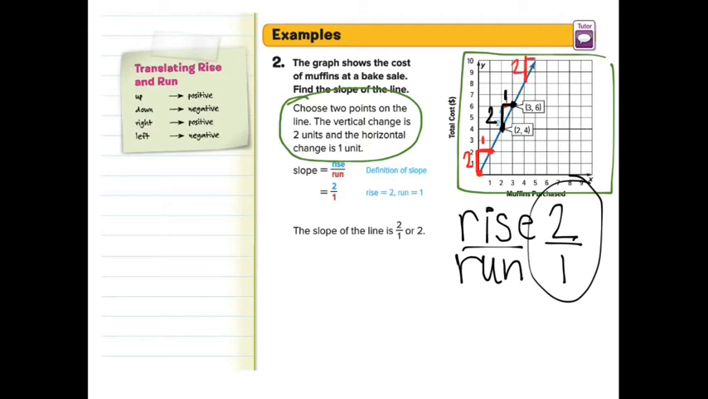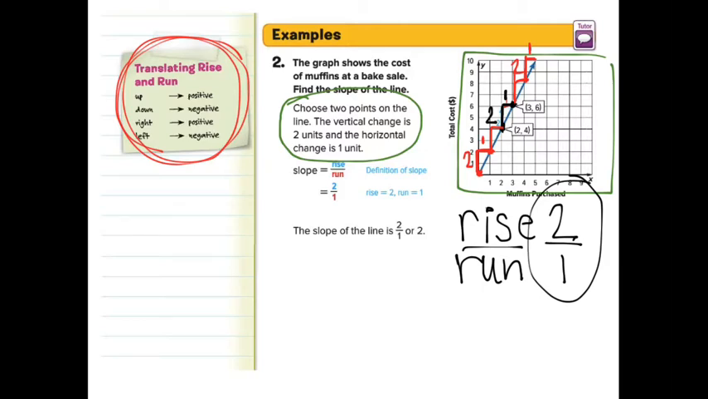Rise 2, run 1. You see how that's the same pattern over and over again? Looks like little stair steps I'm creating. Okay. Rise 2, run 1 every single time. Couple tips off to the right hand side.